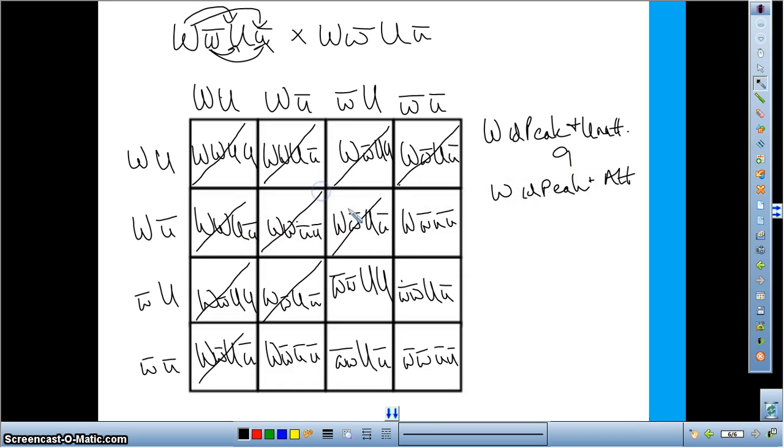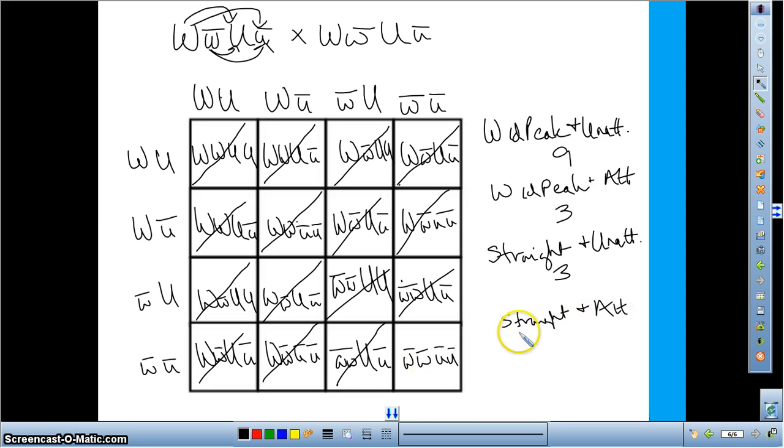So we have 1, 2, 3. The next one's going to be the recessive, which is straight. So we're looking for two little W's and dominant, which is unattached. So at least one copy of the dominant gene. So we have 1, 2, 3. And the last one will be the two recessive traits. So this one should be straight hairline and attached earlobes, which would be little W's and little U's, and we only have one of those left. So that helps you with your bookkeeping. And there's our classic 9:3:3:1 ratio for a heterozygous dihybrid cross.